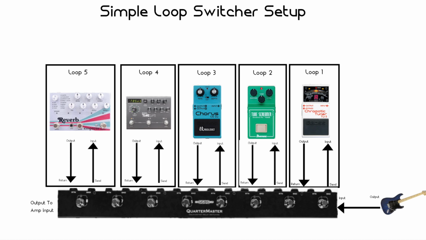If no loops are activated, then the guitar signal flows straight through the switcher, bypassing all the pedals, and then straight to the amp with your guitar tone unaffected.